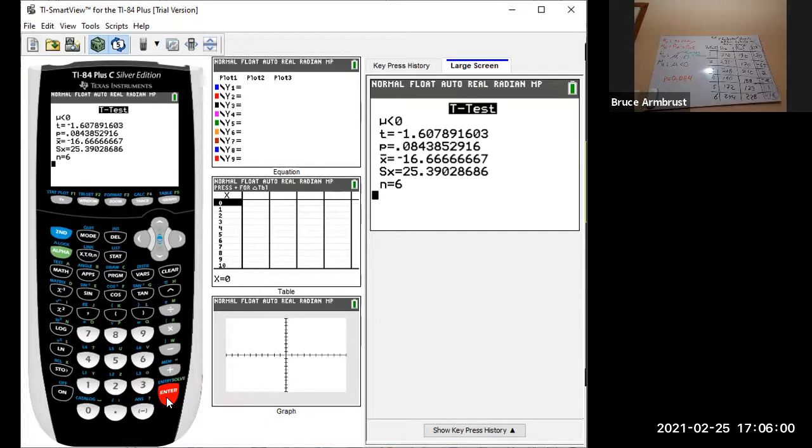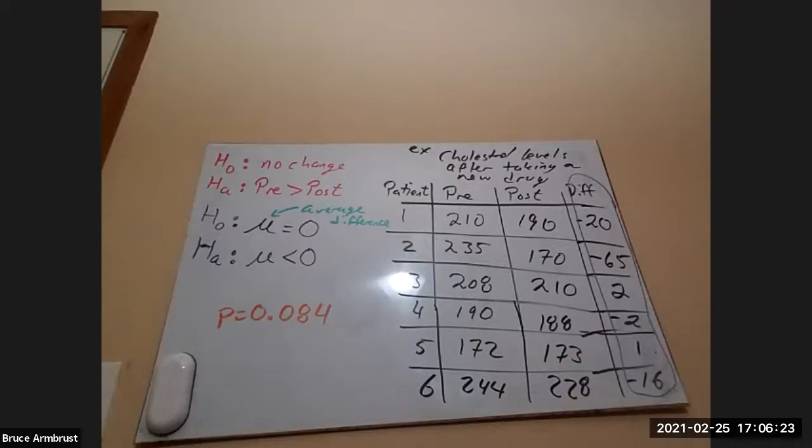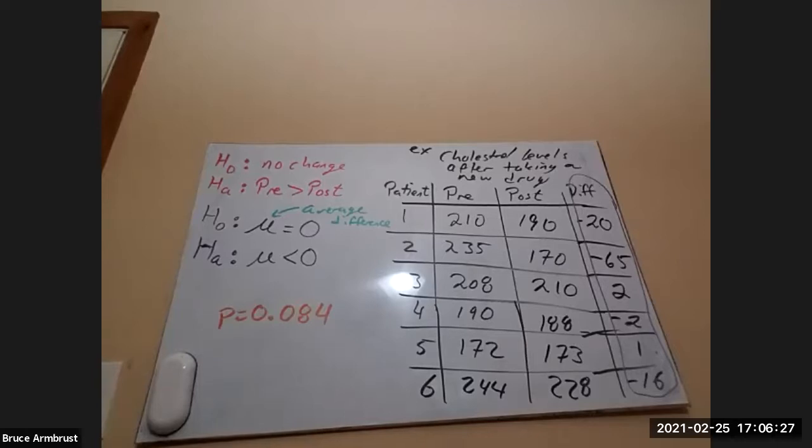All right, so I just went ahead and put that up on the whiteboard. And again, just some other things you can see on there, right? We do have a t-score. We do have our mean. And we also have our sample standard deviation. All right, so come back to the whiteboard. We got our P is 0.0844.